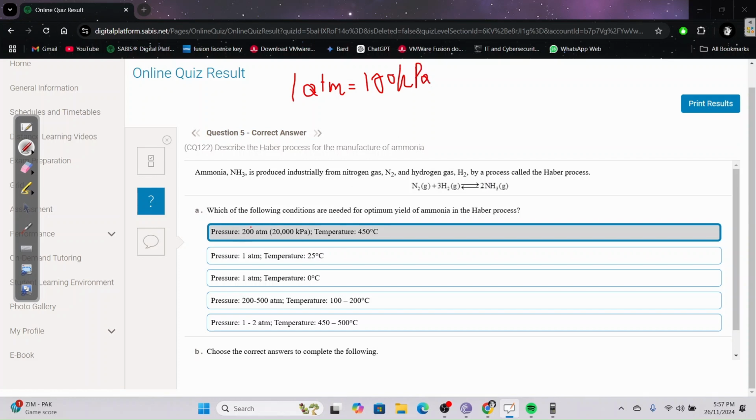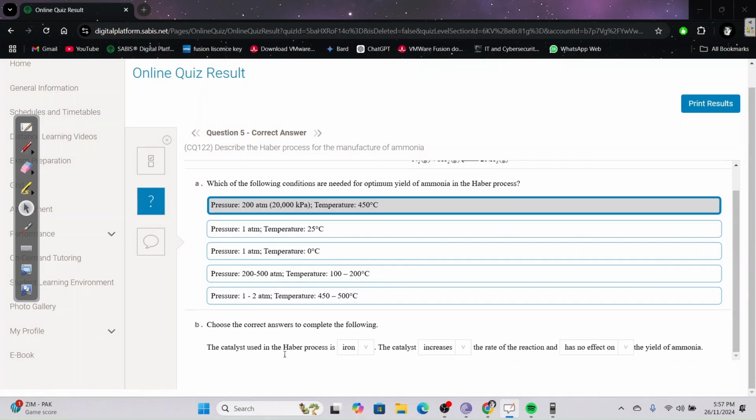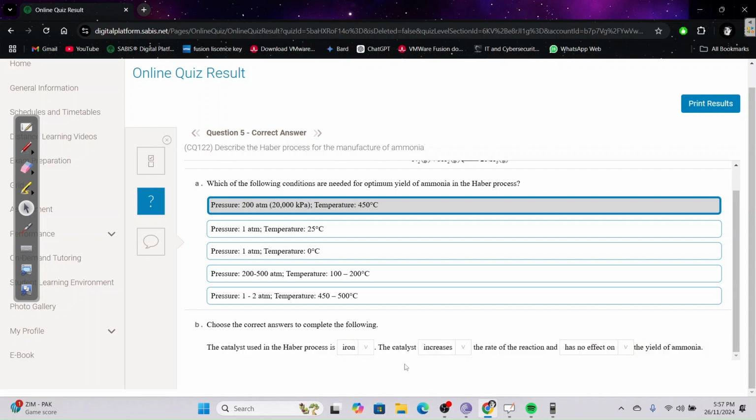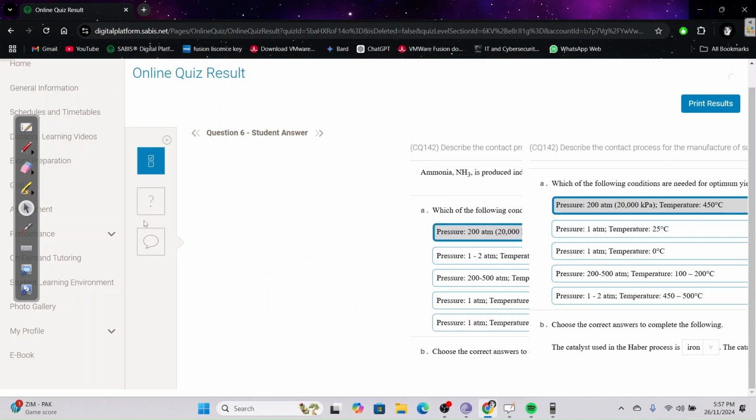Okay, let me just make sure. So you cross out these two here, you cross out these two here, then you divide by two. Yeah, 100 kilopascals. So if they ask it to you in kilopascals, you remember this: one atmosphere is 100 kilopascals. Now the temperature for both the Haber process and the contact process is 450 degrees Celsius. Always remember this. The catalyst used in the Haber process is iron. The catalyst increases the rate and has no effect on the yield of ammonia. This came in the diagnostic today. You memorize this first part, and the second part you should know, and even if you don't, it's basically logic.